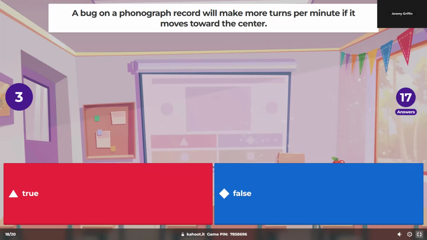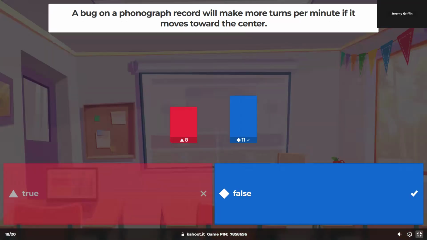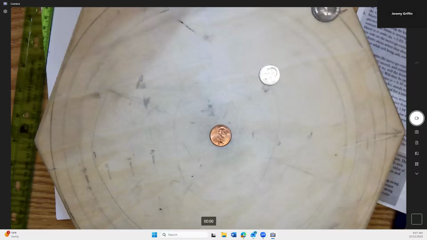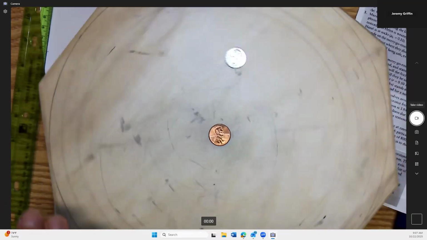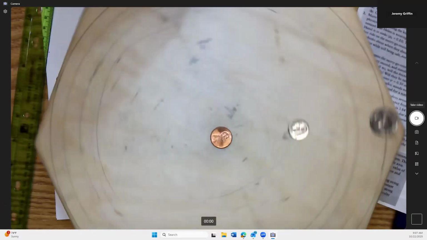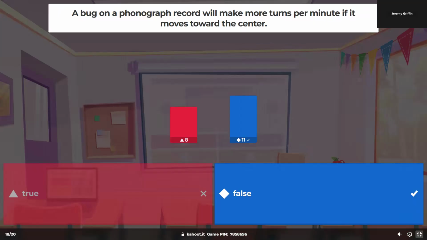The second one. Guys, what happens to your angular speed if you change your radial distance? Nothing. You still make the same turns per time. It doesn't matter where you're standing. Here, let me show you guys. Don't all these make the same turns per time? You guys see that? Same turns per time.